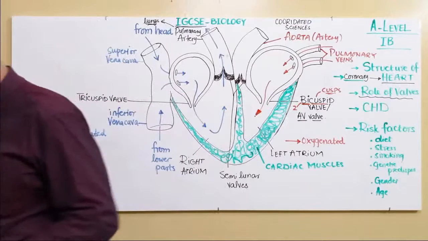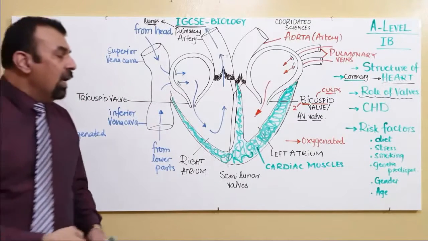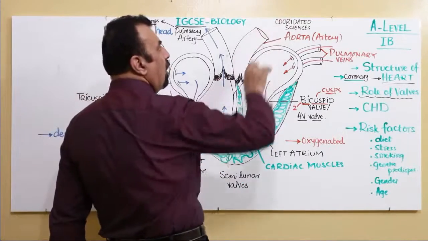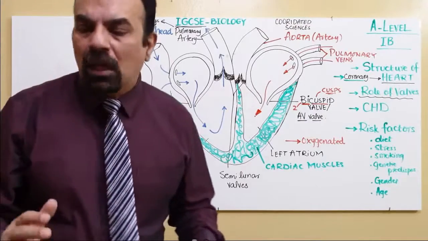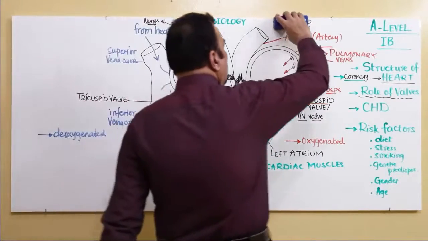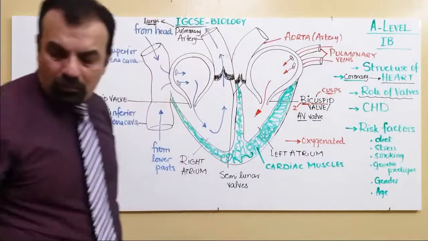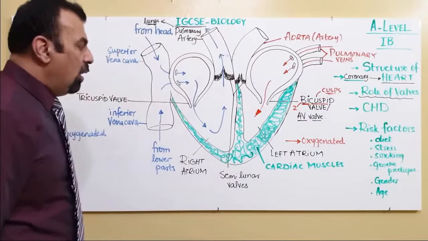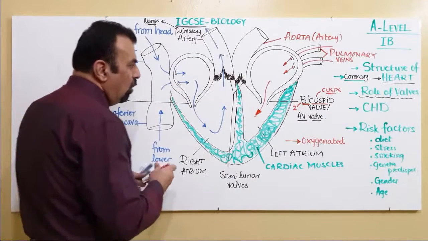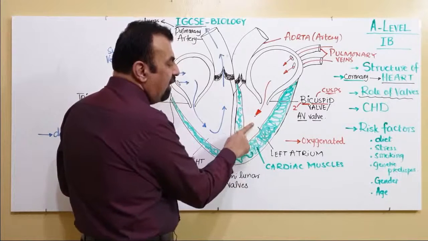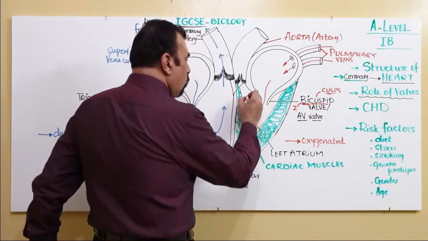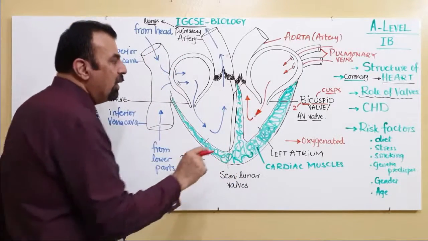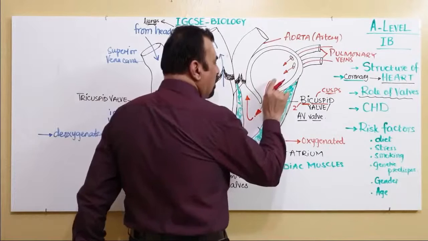The reason for this difference in thickness is that the left side has to supply blood through this aorta to all the organs of the body. Once there's a contraction of the left ventricle, the blood is going to go this way. And why does the blood go this way only? How come the blood does not go backwards?